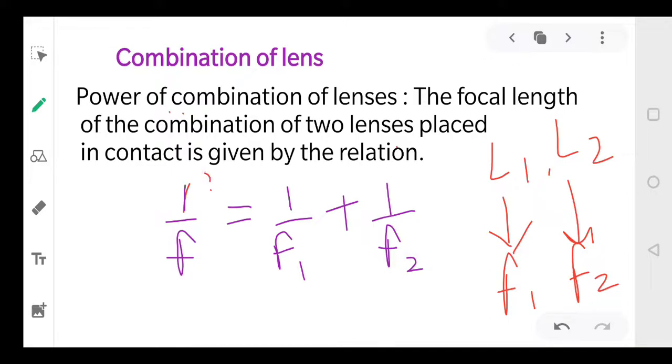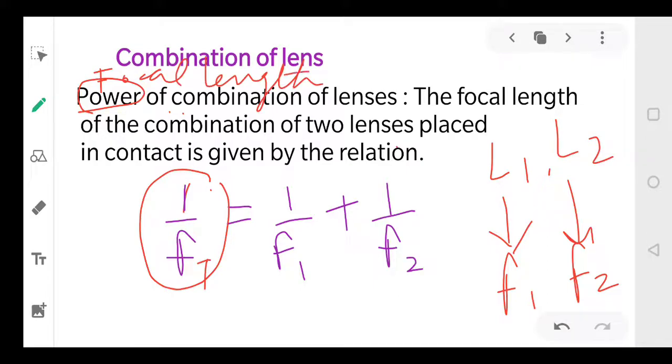So in this case 1 upon f, this f will be your total, so you can write t here. So 1 upon f_t will be equal to 1 upon f1 plus 1 upon f2, right? Clear, students? So it is not power, it is the focal length of combination. So अगर हमारे पास दो लेंस हैं तो हम इस तरीके से टोटल फोकल लेंथ निकालेंगे.